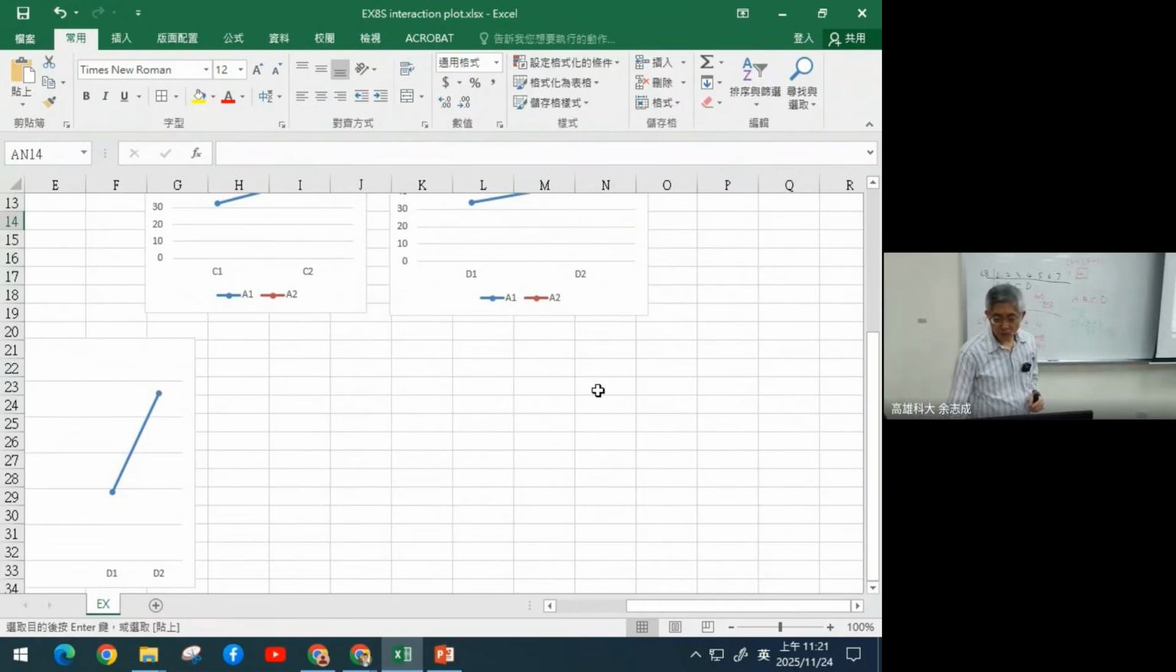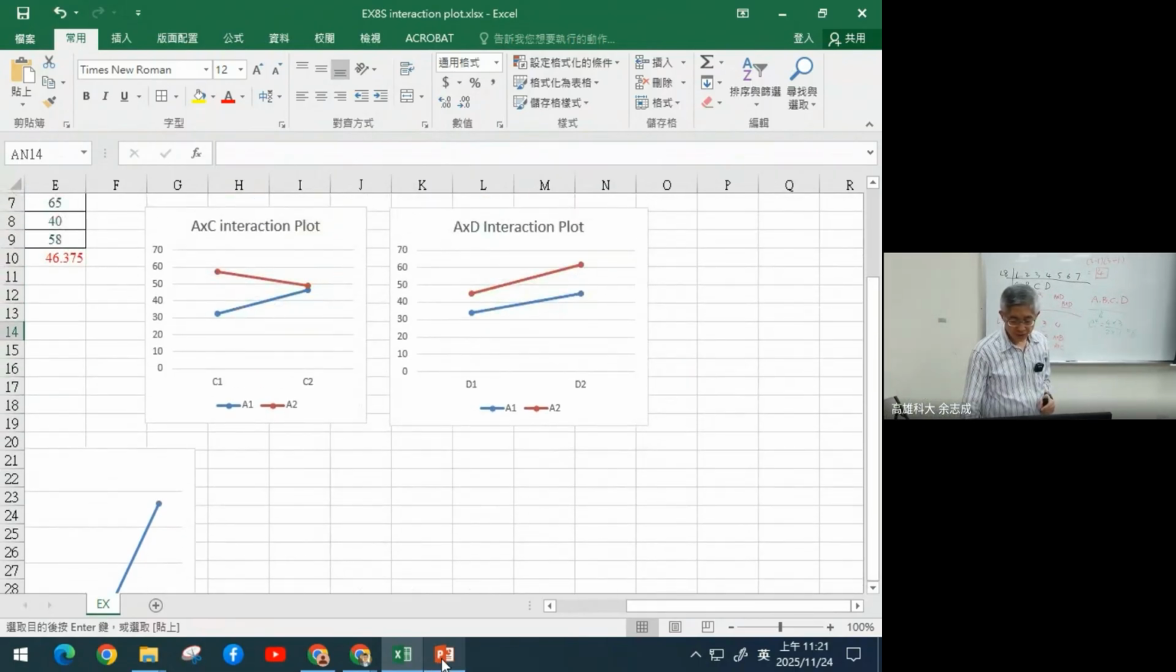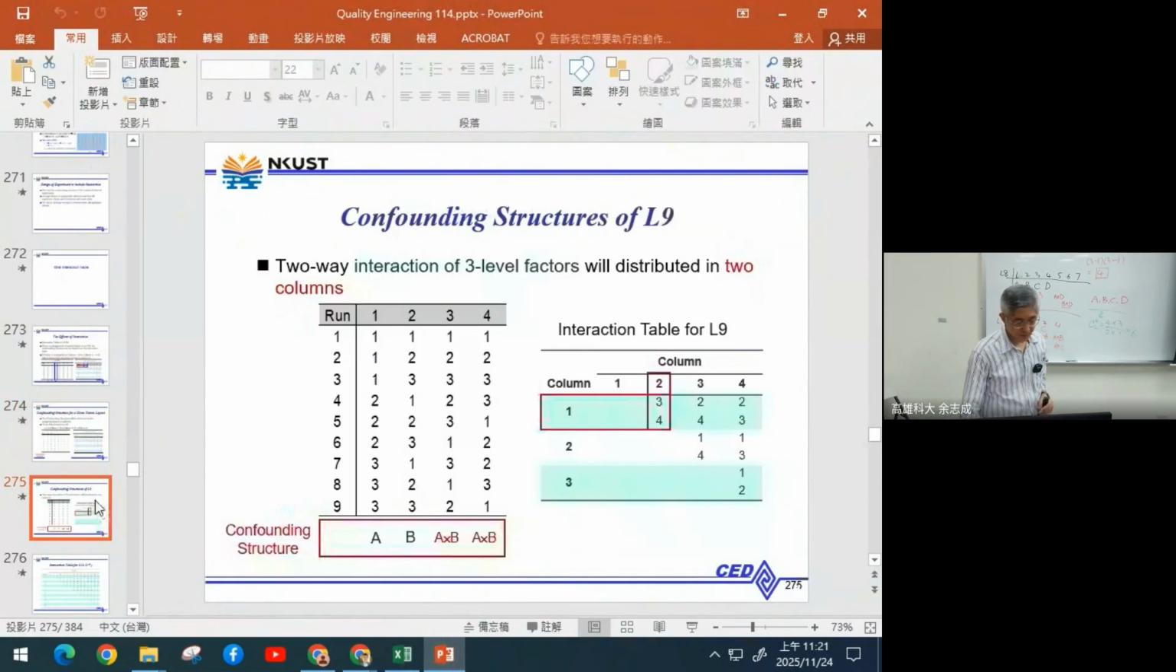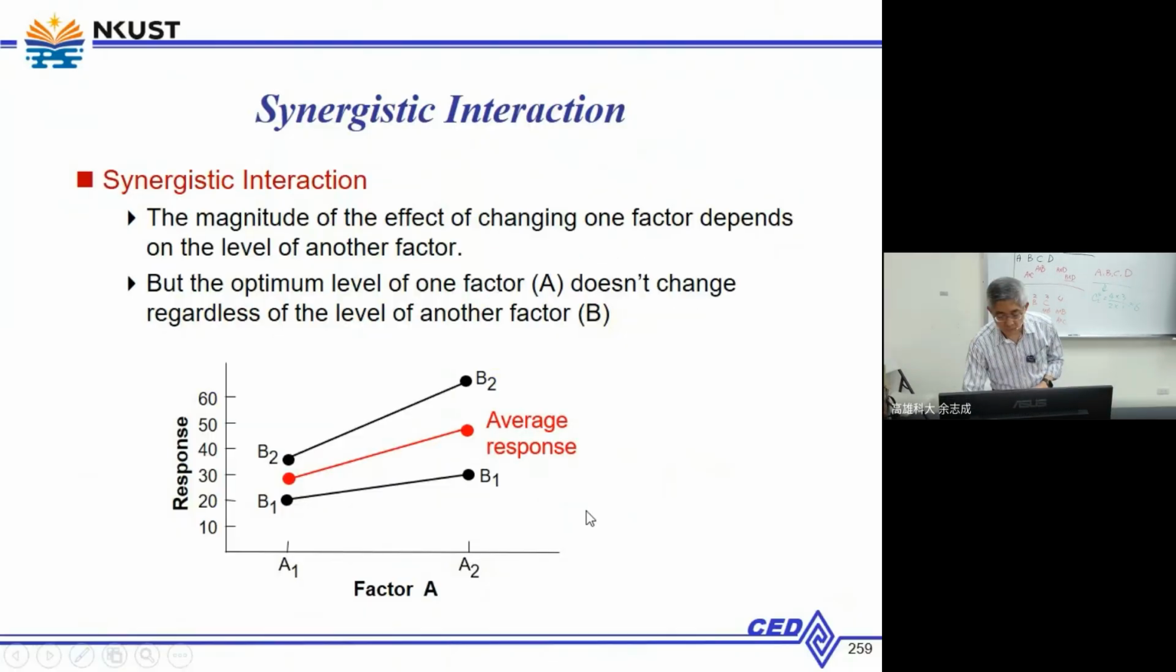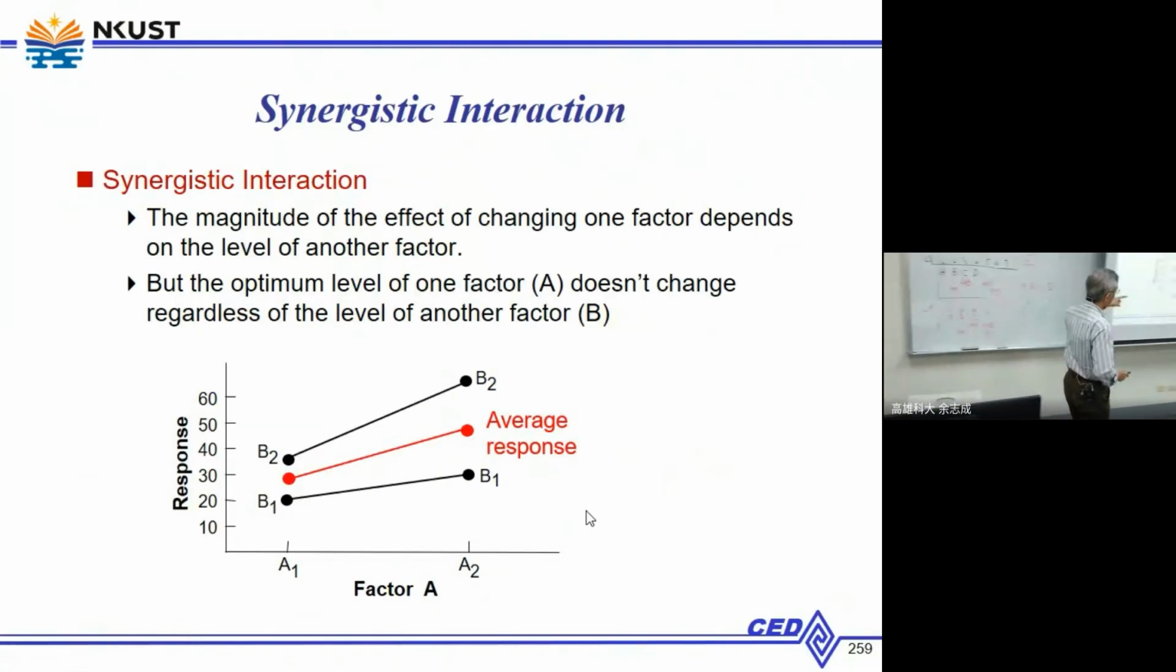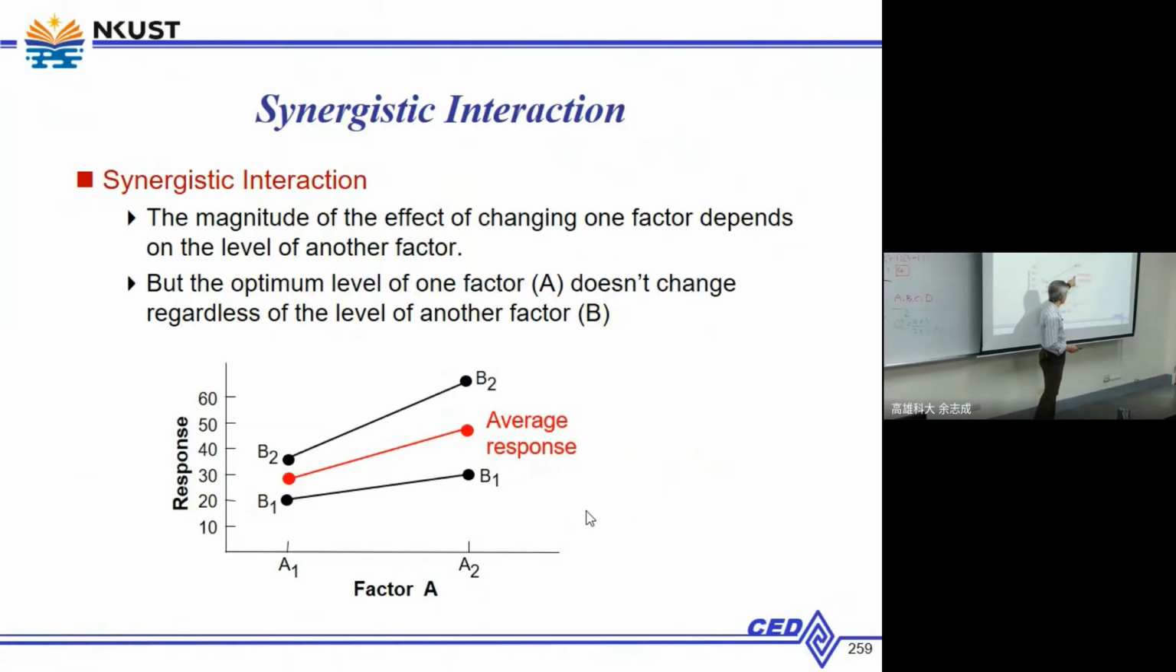So you can roughly know, just like what I just showed you in the transparency, that this is a response plot, this is the effect plot, and this is the interaction plot, if they have synergistic interaction.